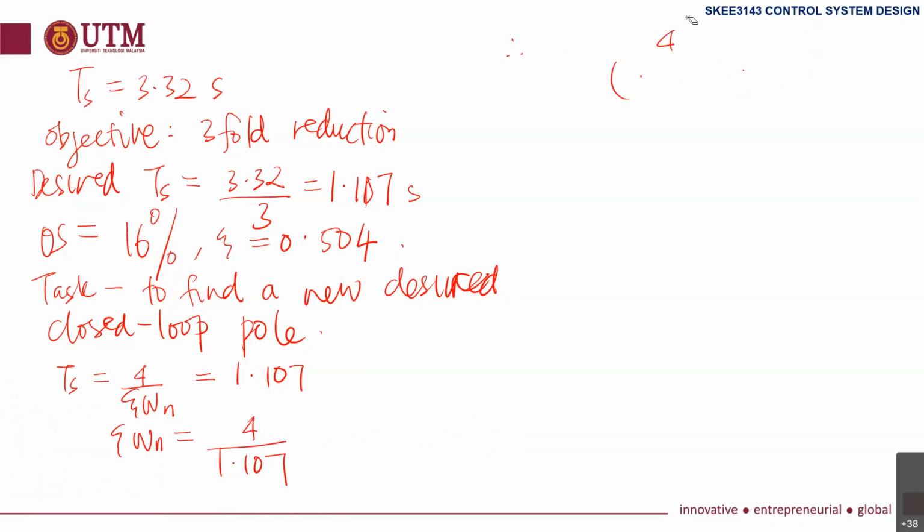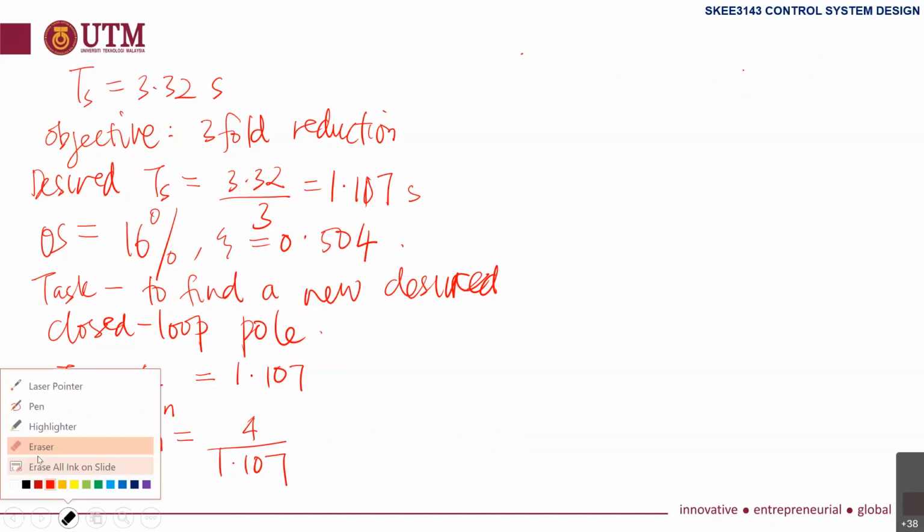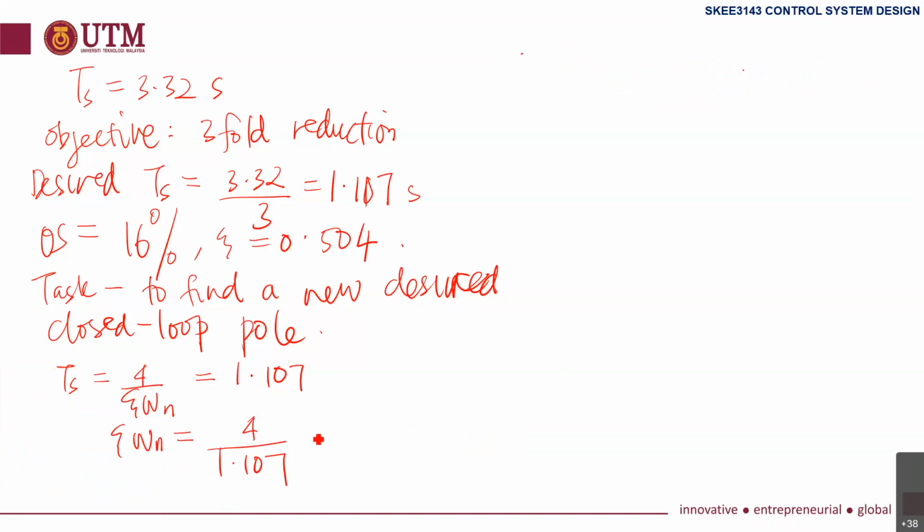Actually, no need to find omega n here. I can just take this, because this will be our new zeta omega n, which is equal to 3.613. This is the new zeta omega n, in order to achieve Ts 1.107.